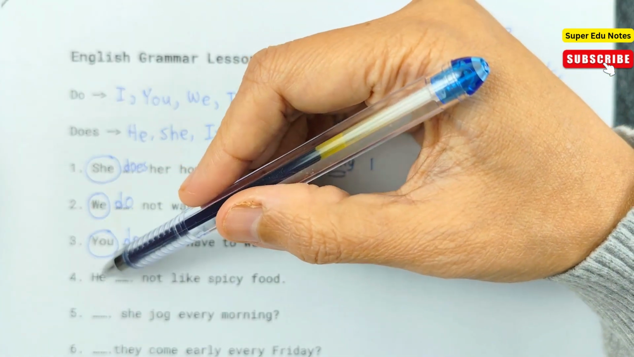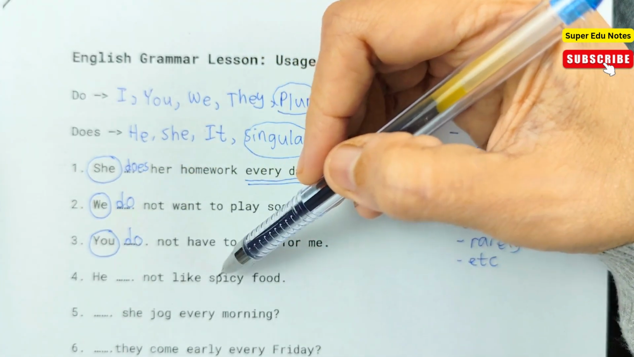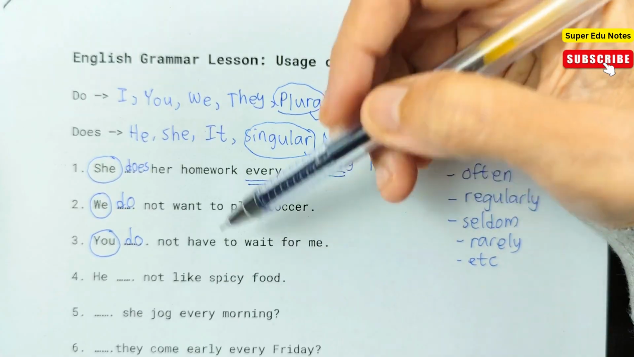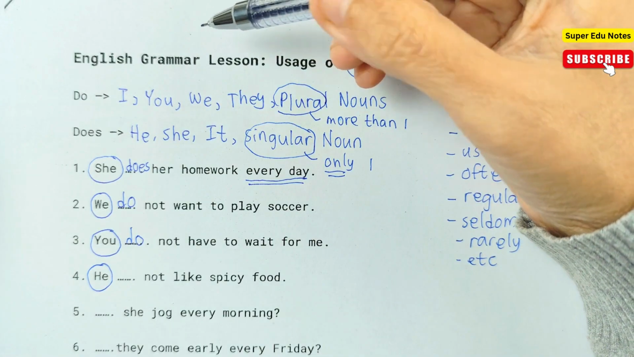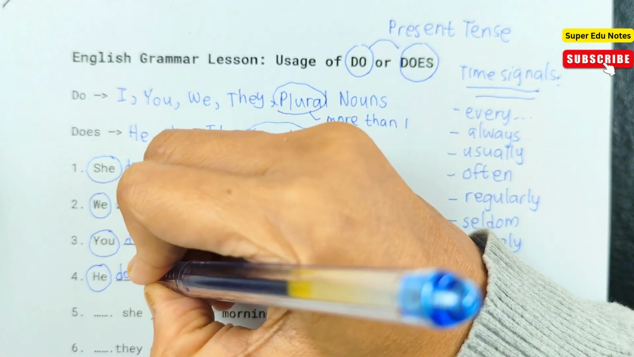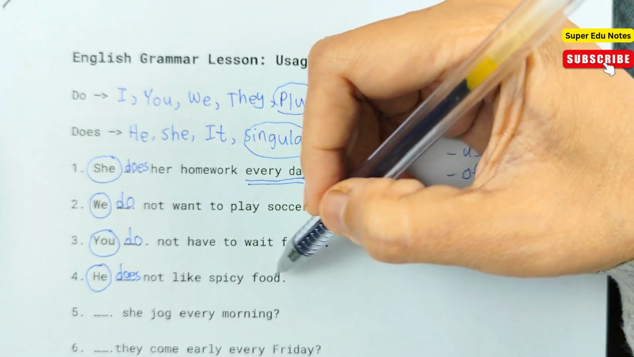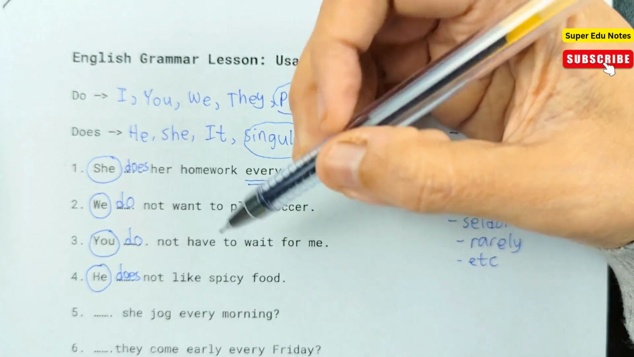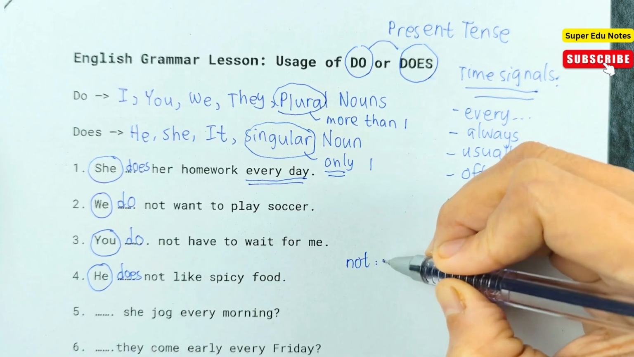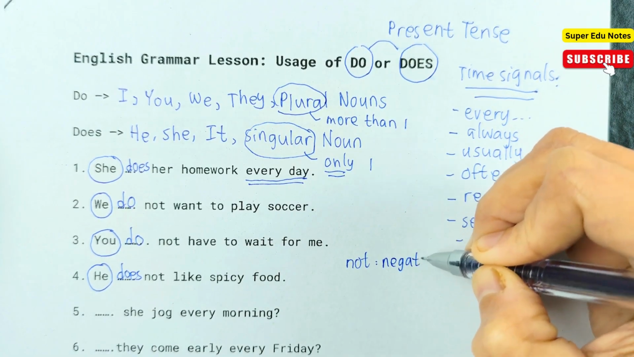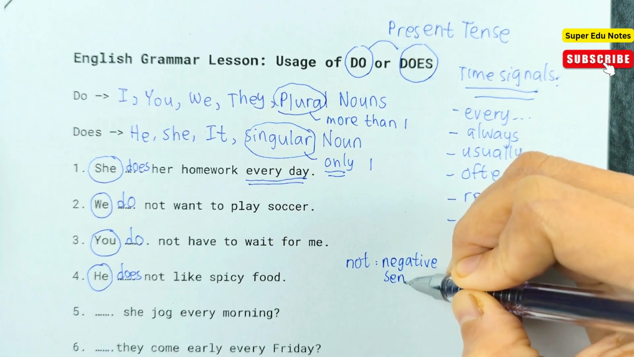Number 4, he blank not like spicy food. What is the subject? He. So we have to use does. He does not like spicy food. If there is the word not, we call this a negative sentence.